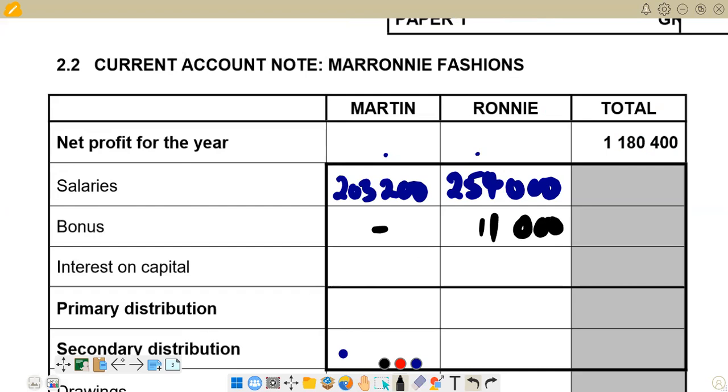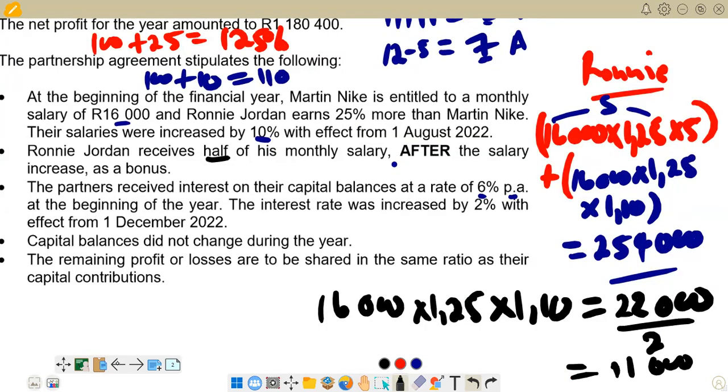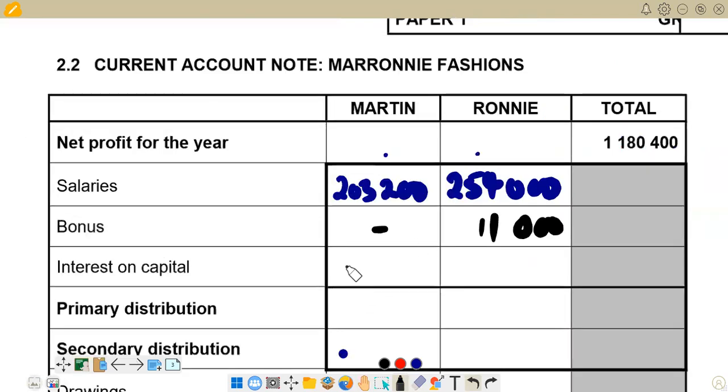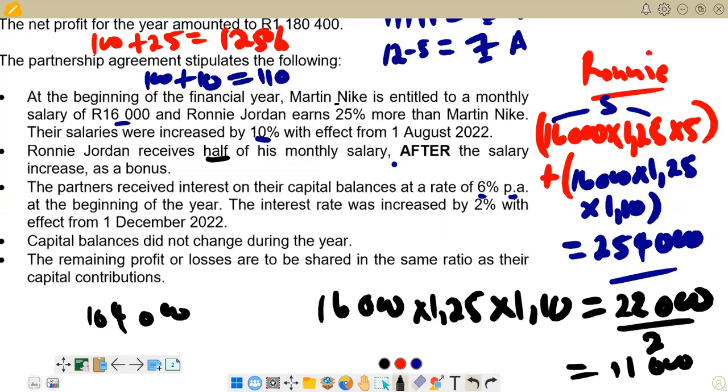Then we go now to interest on capital. Interest on capital, remember, we have already calculated the interest for the other partner, which is Martin Nike. We calculated the interest on capital here, and the figure that we got there was 104,000. Remember? So this is the figure that we are going to put for Martin Nike for interest on capital. We've already calculated this one. Then we can now calculate for the other partner.